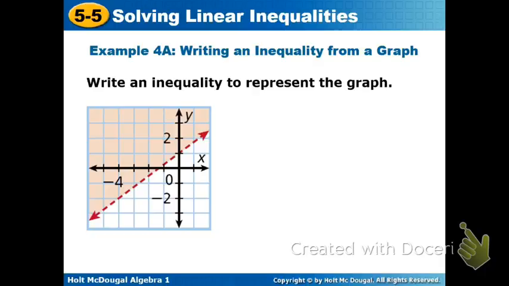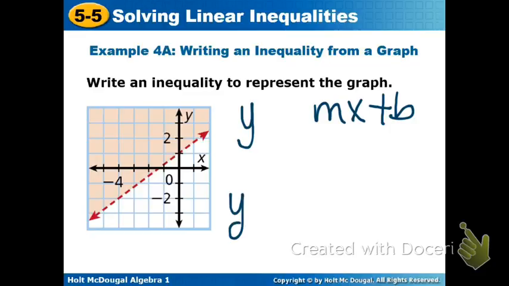Now, we know that every inequality that we'll be dealing with will be in slope-intercept form. So we'll have y, some symbol, mx plus b. I'm going to go ahead and take care of the easy stuff that we know how to find already. The y stays, and the x stays. But the b is the y-intercept. Where does it cross that y-axis? Right here. At what value? Positive 1.